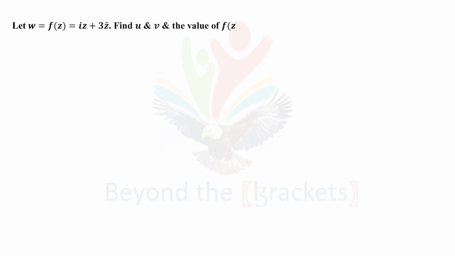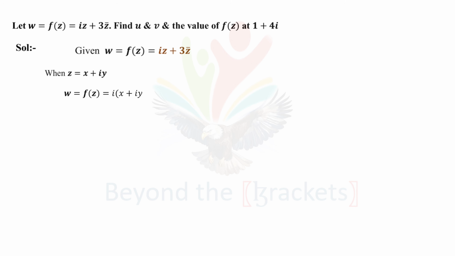Moving on to the next question, f of z is given as iz plus 3z bar and we are supposed to find the value of u and v, that is, real and imaginary part of f of z. Since f of z is iz plus 3z bar, substitute z is equal to x plus iy, we get i into x plus iy plus 3 into z bar, which will be equal to x minus iy. Again, i square will be -1. Comparing this with the standard form u plus iv, we get a real part u is equal to 3x minus y and imaginary part v is equal to x minus 3y.